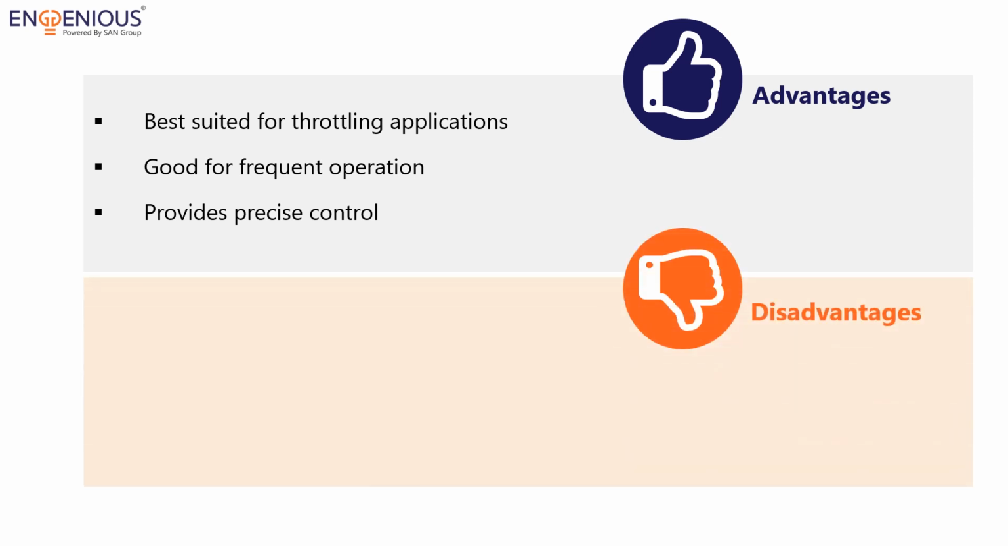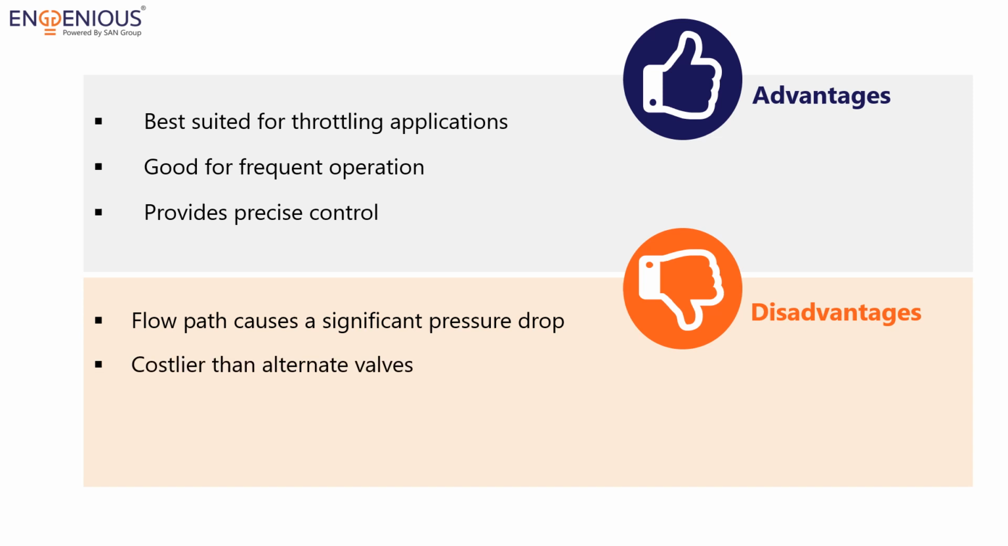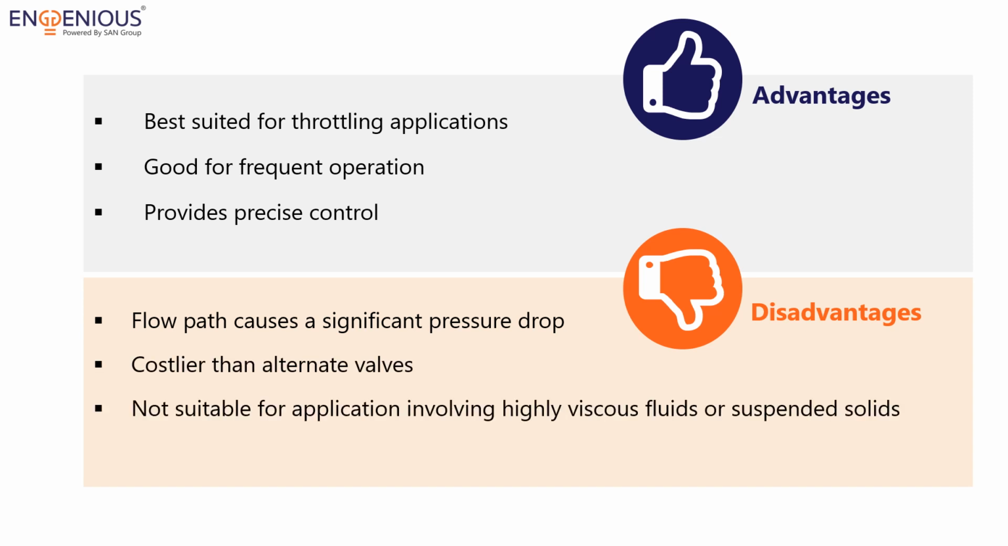Disadvantages of using globe valve. Flow path causes a significant pressure drop in process fluid. Globe valve is costlier than alternate valves. It is not suitable for application involving highly viscous fluids or suspended solids.